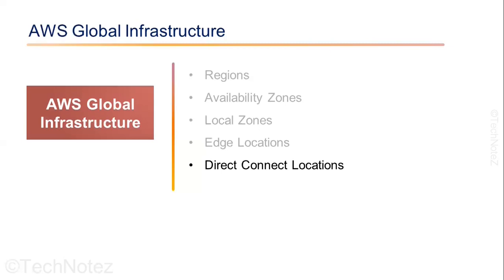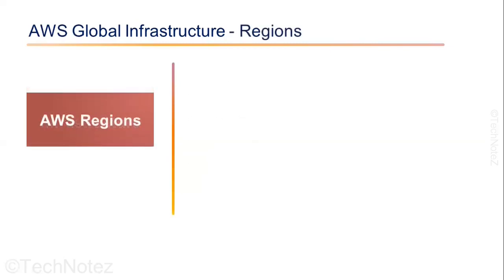So don't worry if you are not aware of any of these components. We will talk about these components in detail and see how you can utilize these core components of AWS global infrastructure to host your applications on the cloud. First, let's talk about the AWS region.